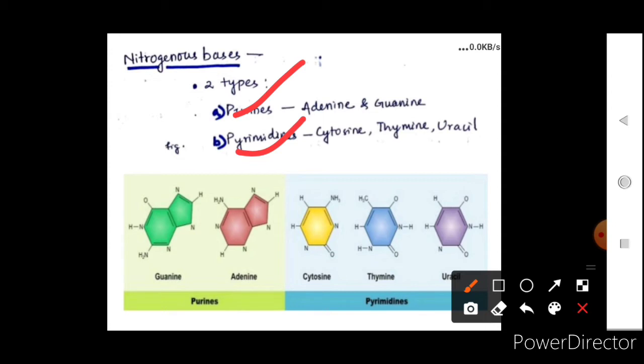You can see the diagrams. This is the guanine and adenine, which are the purines, and you can see here pyrimidines, which are cytosine, thymine and uracil. Okay, when we talk about the structure, you can remember the structure, it would be good.